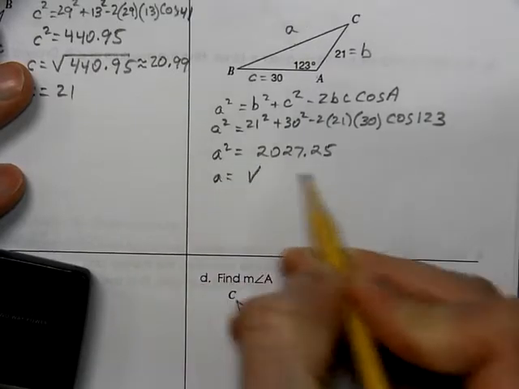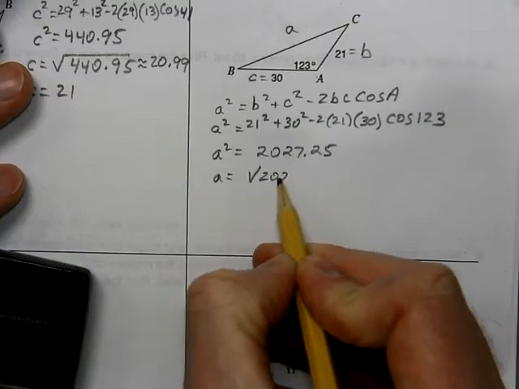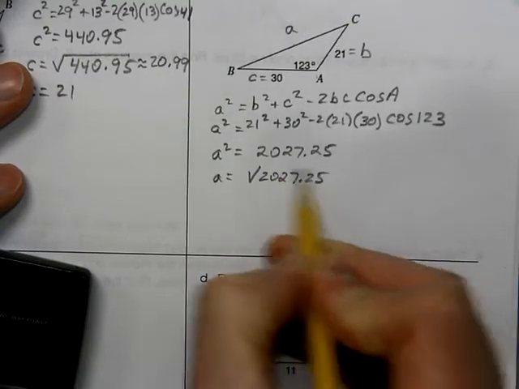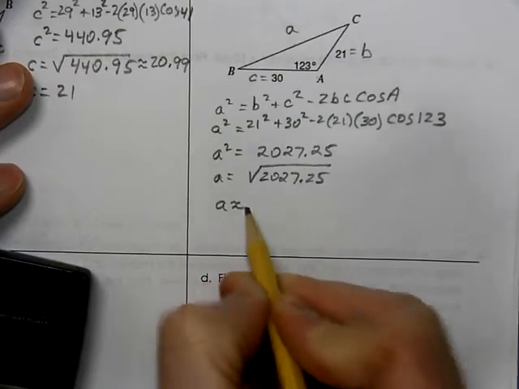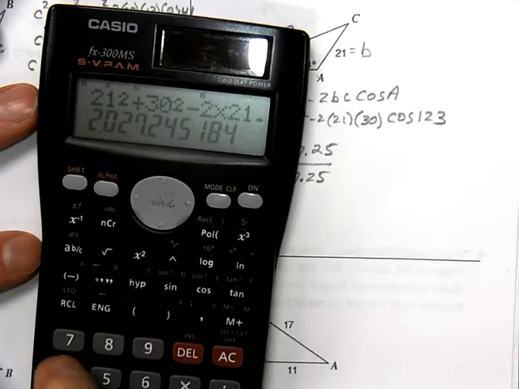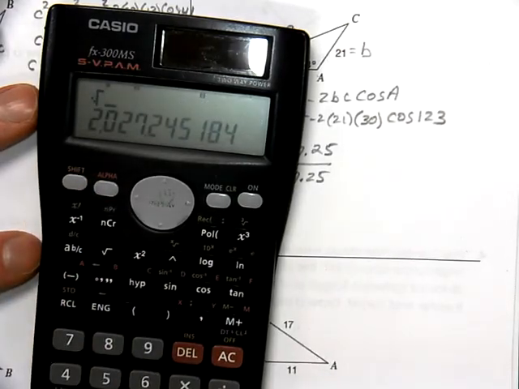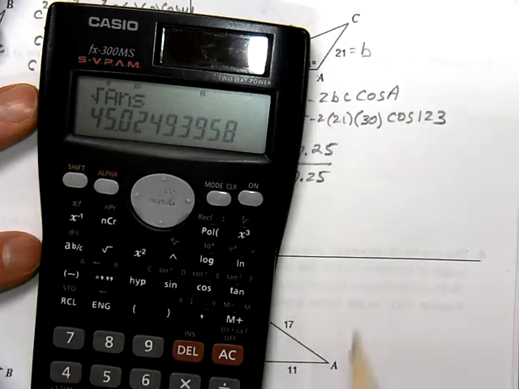When we calculate this, we're not going to type in 0.25. We might write it, and that value is going to come out to be approximately the square root, and we're going to use the answer button, so that brings up the exact value, and that comes out to be 45.02.